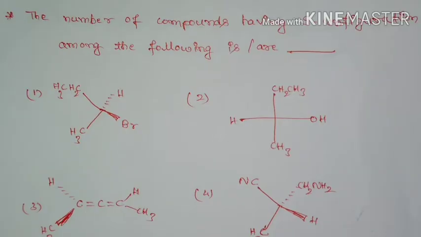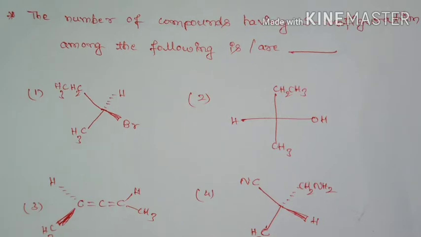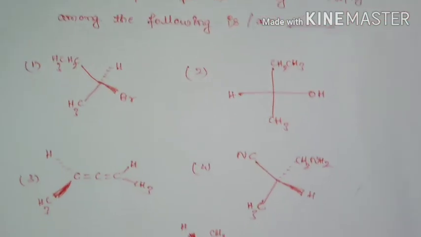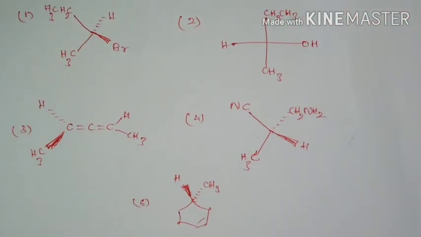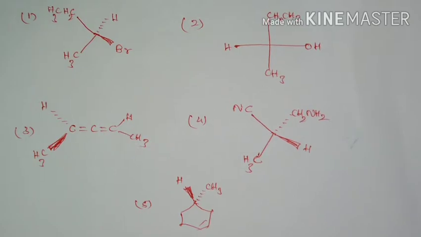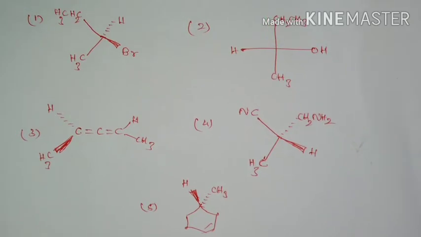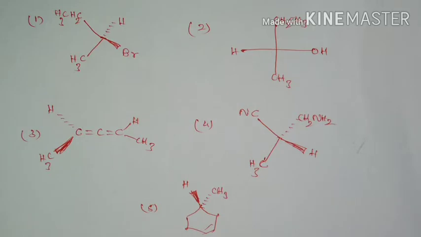Hello students, today I am going to discuss a numerical answer type question based on assigning R and S configuration for a given compound. The question is as follows: the number of compounds having S configuration among the following is ___. Here 5 different compounds are given, so we need to identify how many compounds have S configuration. We will see one by one, and finally we will arrive at the number of compounds having S configuration.